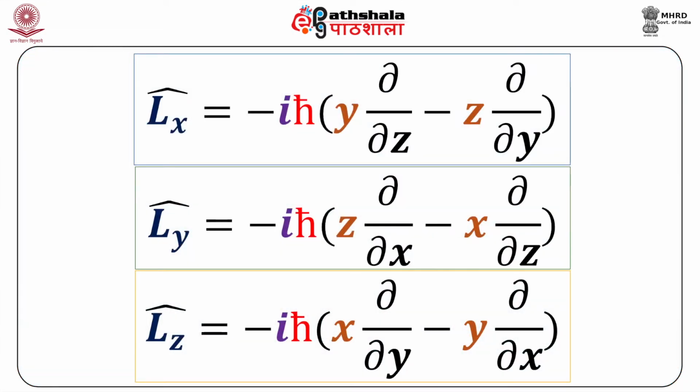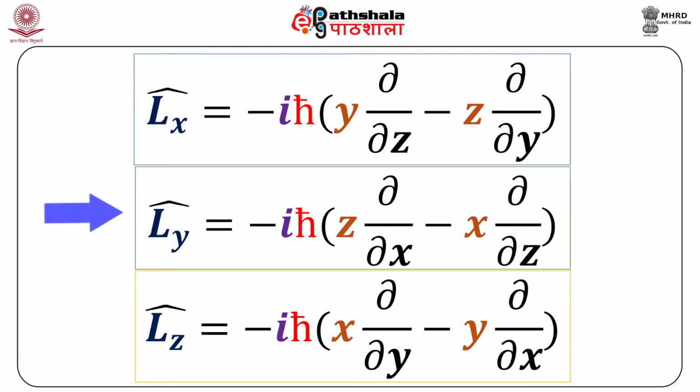Now, after discussing the Cartesian components of linear momentum operator and position operator, we now substitute the quantum mechanical operators for Px, Py and Pz and x, y and z into the Lx, Ly, Lz operator equations that we have already defined. With this, the equations modified to Lx is equal to minus iota h cross within brackets y into del by del z minus z into del by del y.